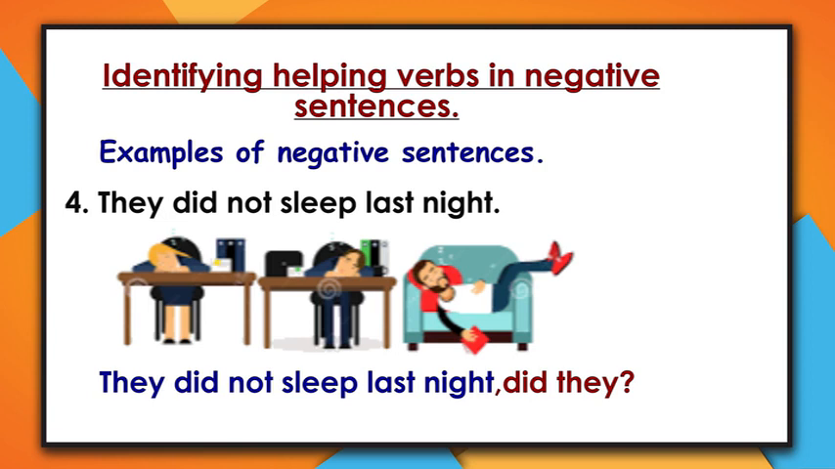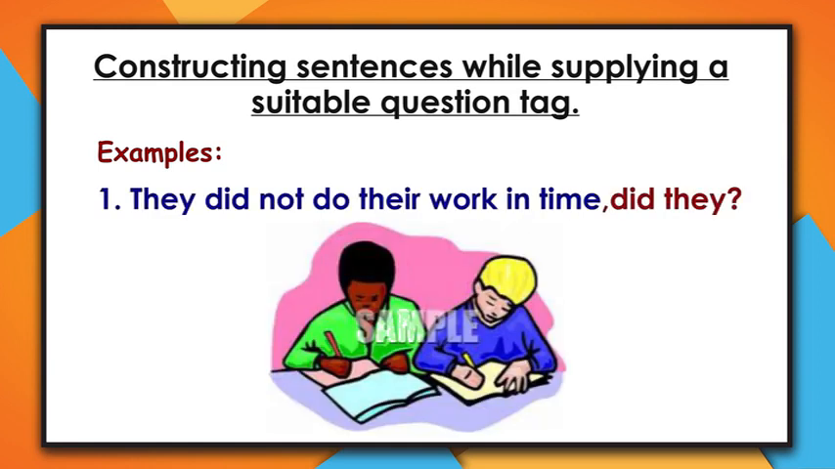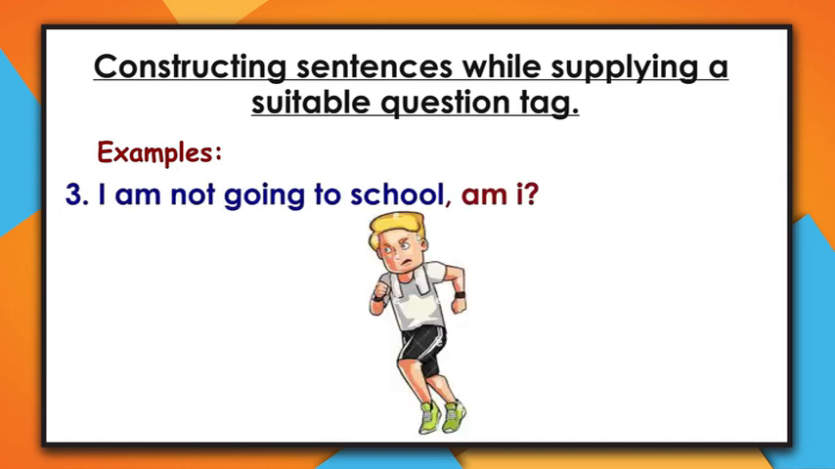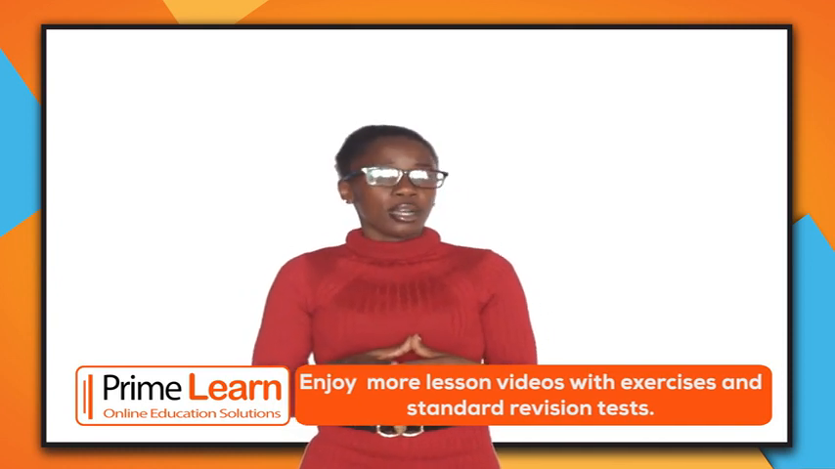My dear viewer, having seen those examples, let us construct some sentences while supplying a suitable question tag. My first example reads, they did not do their homework in time, did they? My next sentence is, he cannot swim, can he? My last example reads, I am not going to school, am I?